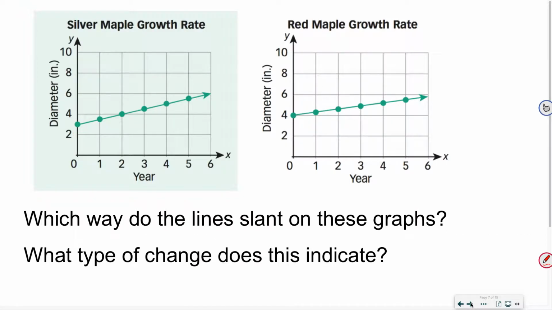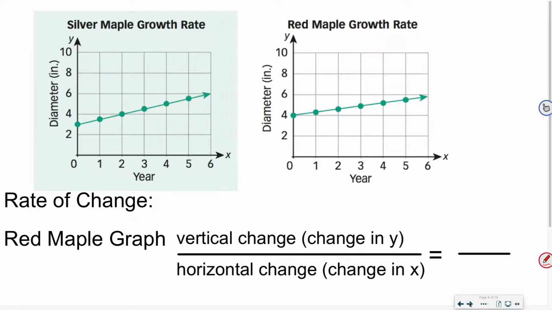Absolutely. So now, which way do the lines slant? How are they moving? They're going up, which means what's happening to these trees? They're increasing, meaning the size of them is getting larger. Yeah, the trees are growing. The trees are growing. And we want to focus on the positive change because eventually the signs will matter. All right, tomorrow we're going to talk about some negative change.